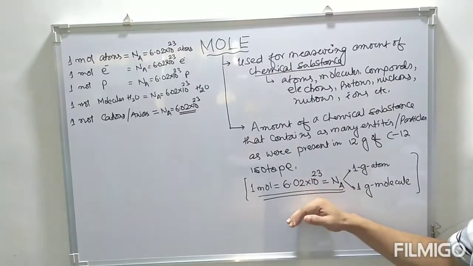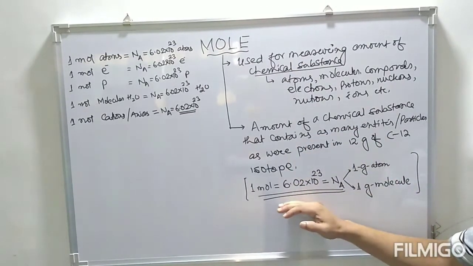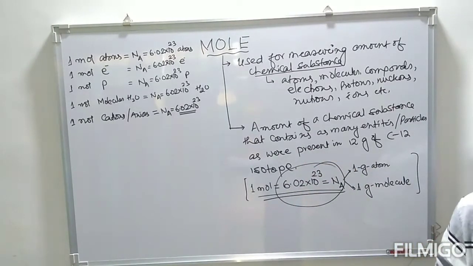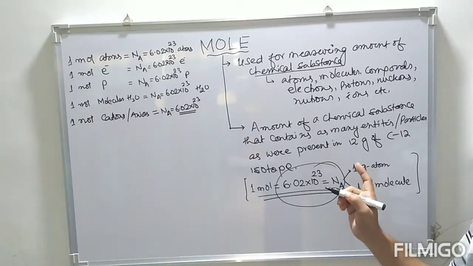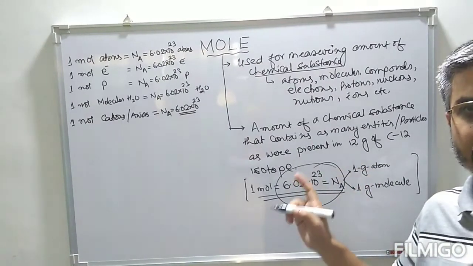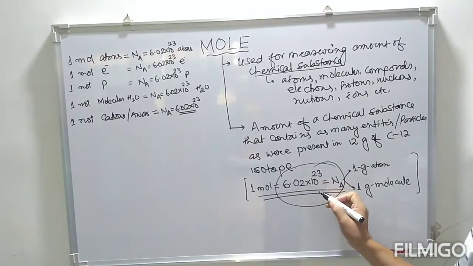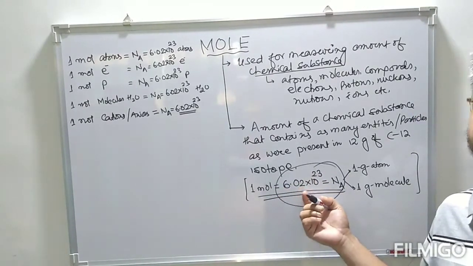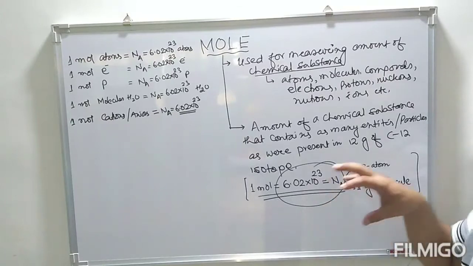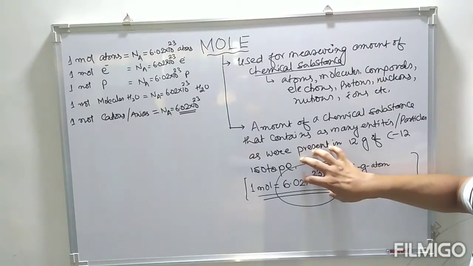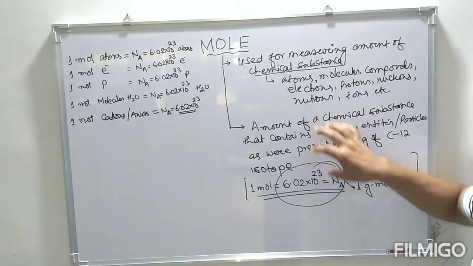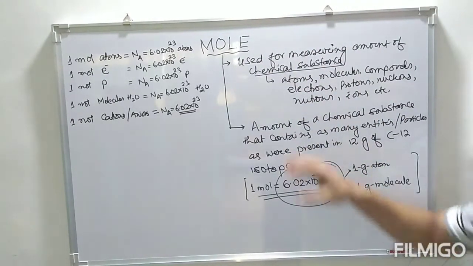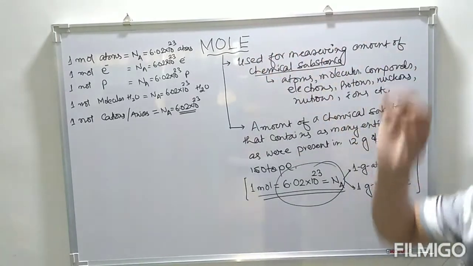How it is derived, where it is derived from, and how this value comes, that I am explaining. This is coming from the mass spectrometer, where it measures the mass of 12 gram. It was found to contain 6.02 × 10^23. From there, this quantity is derived. So any substance that contains as many entities as are present in 12 gram of carbon-12 isotope is given as mole, and that is the concept of mole.